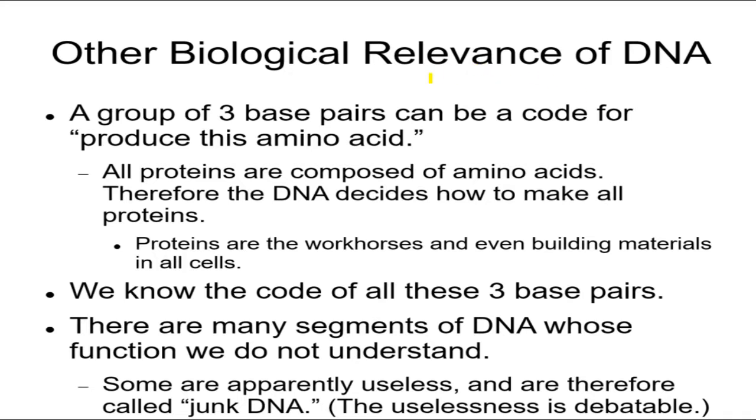The other biological relevance of DNA is that three base pairs, just a group of three, are a code to produce this amino acid. Again, it's the blueprint, it's the plan. So it says produce this amino acid. Amino acids build proteins. So if you have a bunch of base pairs, you're building a bunch of amino acids together and you're going to make a protein. Proteins are the workhorses. They actually do the work.